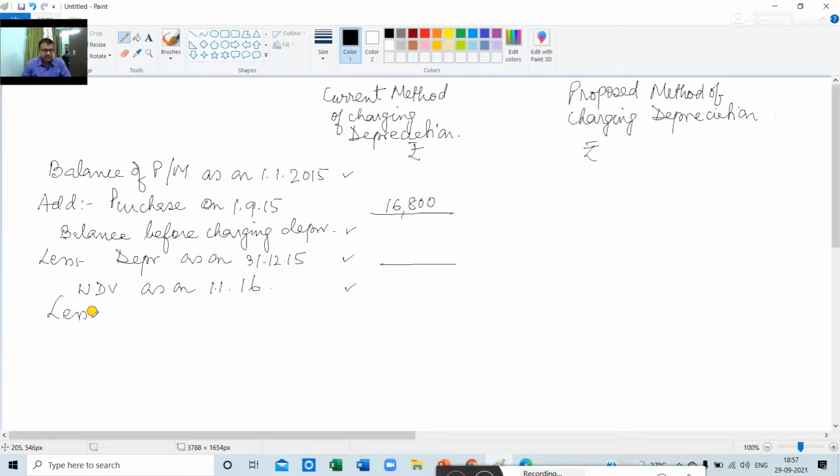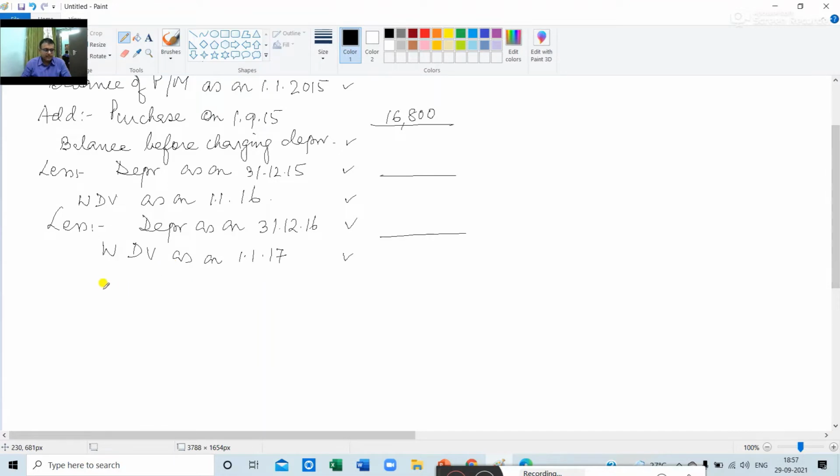Then we will charge depreciation as on 31st December 2016 because there was no transaction during the year 2016. So this will be the written down value as on 1st January 2017. So this is also a missing figure. Then there was addition of machinery. So purchase on 21st December 2017, this balance is 11,400.